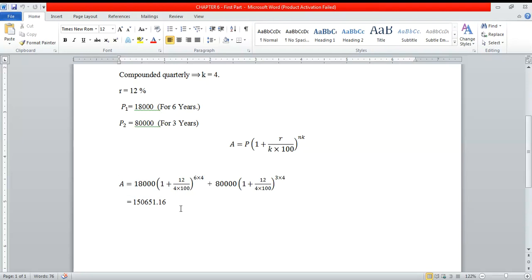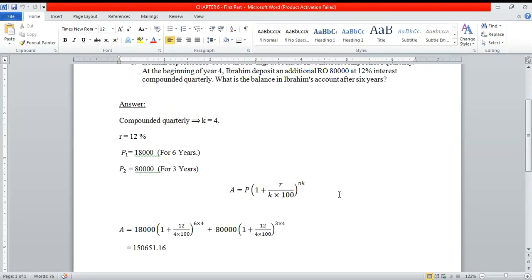So here we calculate the total amount by adding the amounts obtained from the first principal and the second principal. Adding these two using a calculator, we get 1,50,651.16 Oman Riyal.